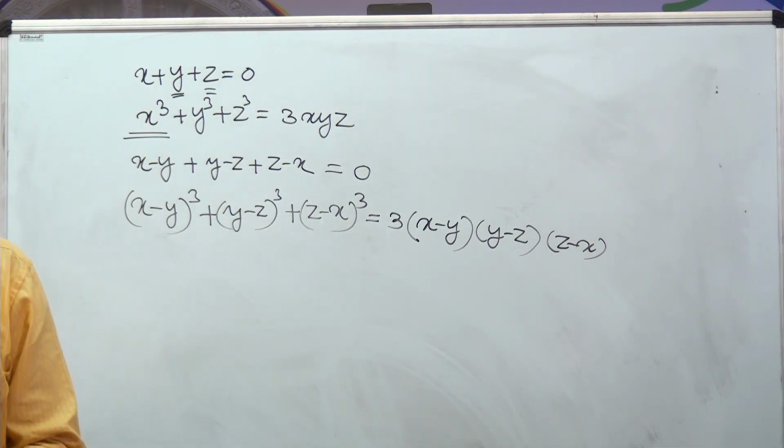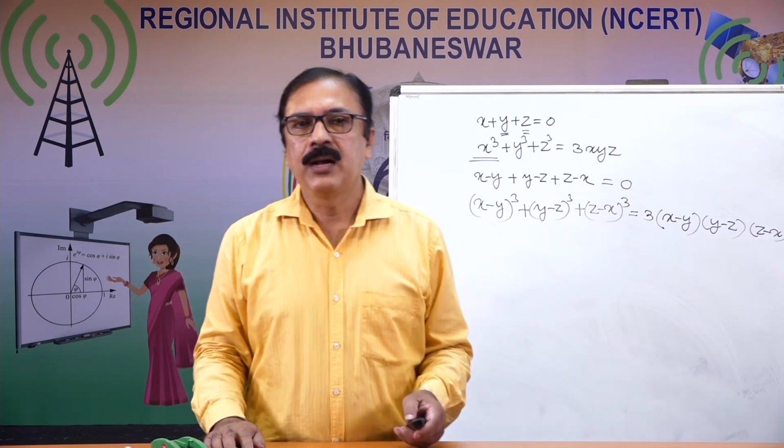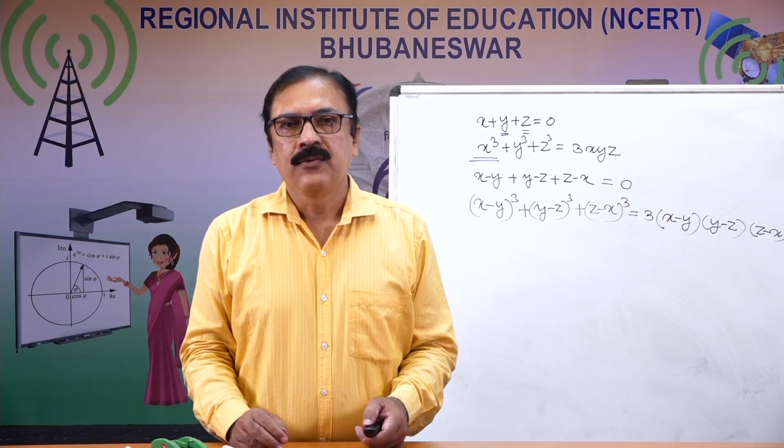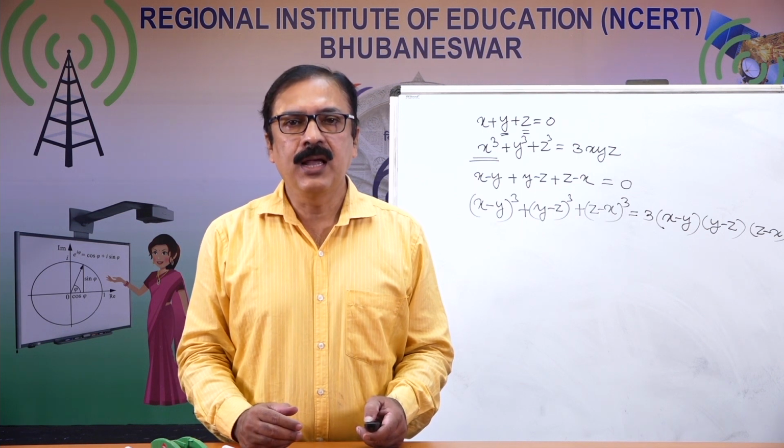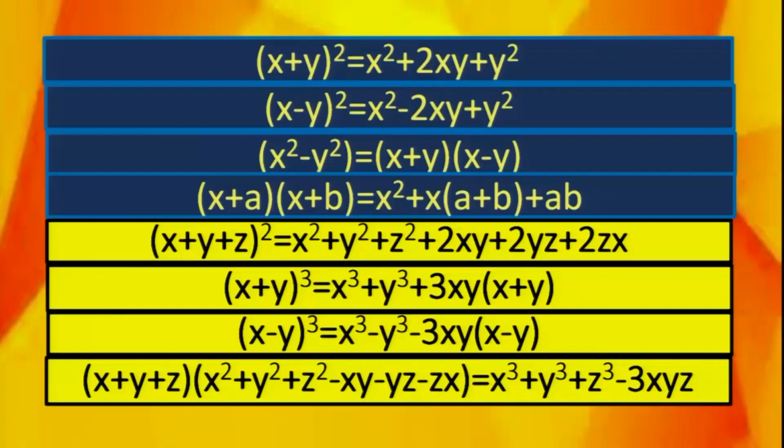So today we learn about different identities, and what are the identities we studied today? Let's have a look. The first four were studied in earlier classes, and today we learned about x plus y plus z whole square, x plus y whole cube, x minus y whole cube, and about x cube plus y cube plus z cube minus 3xyz. And we efficiently used it in some problems.